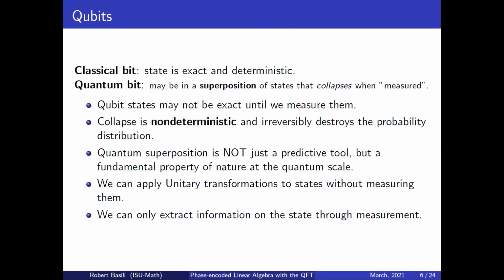So now we're going to start just with the idea of qubits. This is all introductory, to make sure everyone's up to speed. Classical bits have states that are exact and deterministic, whereas a quantum bit can be in a superposition that collapses when we measure it.